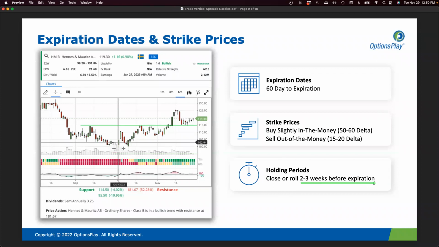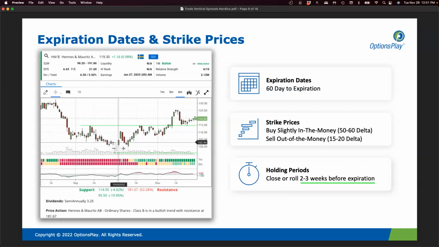It doesn't just decay by the same amount every single day. Time decay accelerates as you get closer and closer to expiration. So in the last 2 to 3 weeks is when you're actually going to see some of the highest amount of time decay. And that's why when you're buying a debit spread, you generally only want to hold them up till about 2 to 3 weeks before expiration.